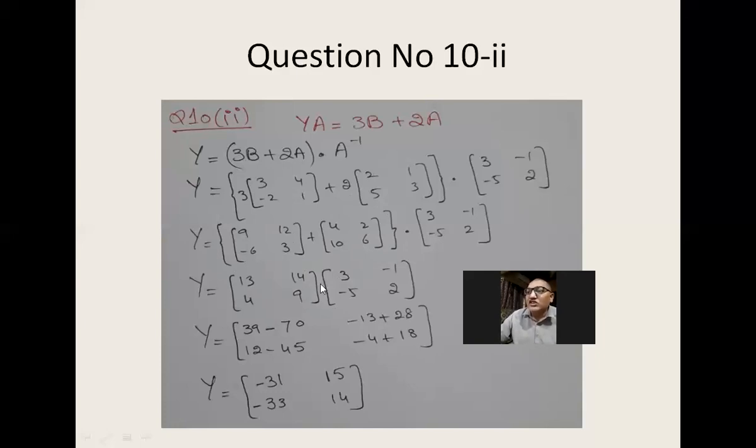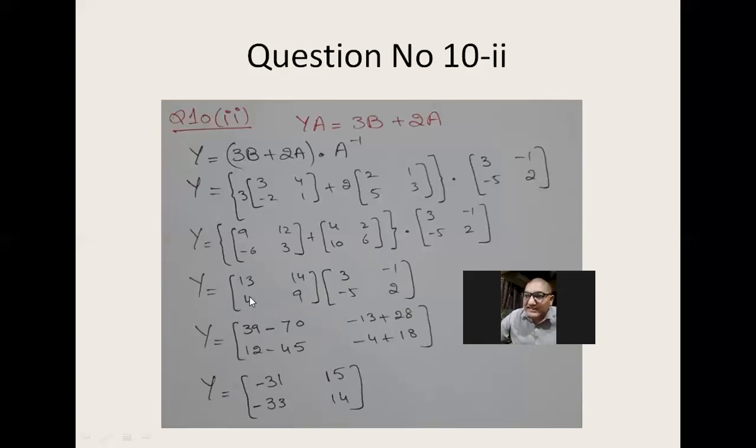Now these two matrices, they are multiplying with each other. From here, I will take the row, and from here, I will take the column. So the first row will multiply with the first column, then the first row will multiply with the second column. Then the second row will multiply with the first column, then the second row will multiply with the second column. When the first row multiplies with the first column, it will be 3 into 13, that's 39. 14 into minus 5, that's minus 70. Then the first row will multiply with the second column, and I will write the answer here. So 13 times minus 1, that's minus 13. 14 multiplied by 2, that's 28.